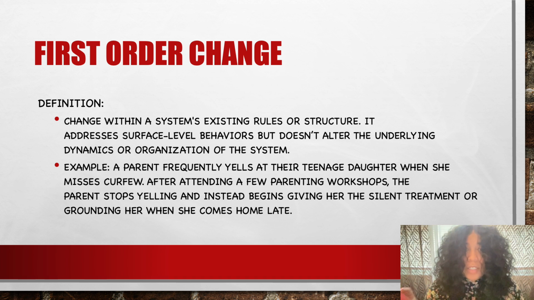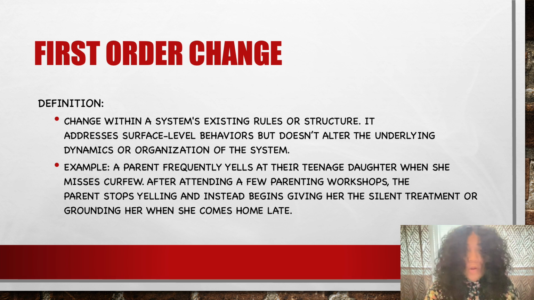A parent frequently yells at their teenage daughter. She misses curfew. But after attending a few parenting workshops, the parent stops yelling and instead starts giving her the silent treatment or grounding her when she comes home. So now here it is right there. It's just a superficial change. You stopped yelling at her, right? But then you gave her the silent treatment and then you started to ground her. So that tells us what? Her behavior didn't change. Her behavior remained the same. The parent stayed the same, feeling the same way, still wanting to have the control because you're giving her the silent treatment and then you're punishing her when she is coming home late.